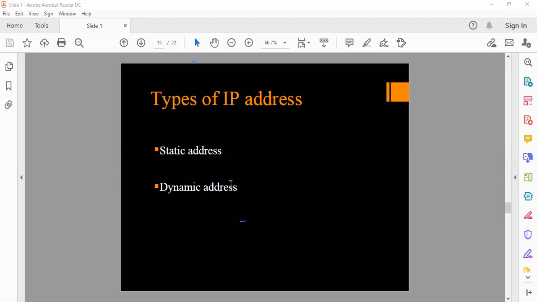For dynamic, like DHCP that you are talking about, dynamic address is given by the dynamic host configuration protocol. It can give addresses to devices in an automatic way. Great.